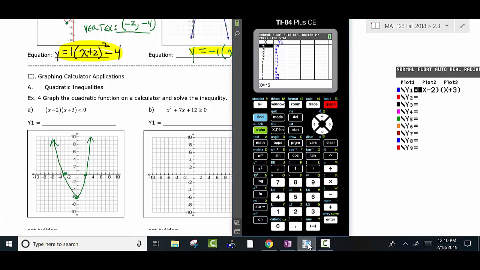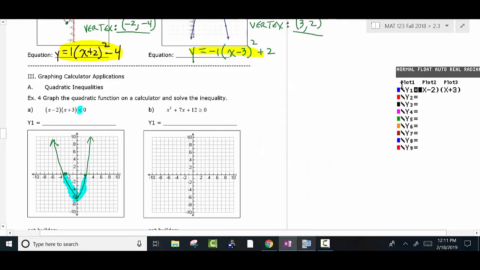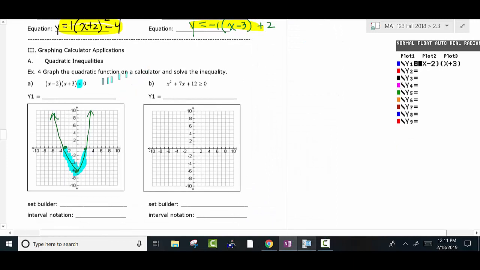Now what we're doing from here is we're doing a less than problem. Less than means you're going to look at all of the values that are below the x-axis. So we're going to just give a solution to this inequality like this then. What we would have is you put in your calculator, like I've already shown you, x minus 2, x plus 3. Now the solution is just all the numbers between negative 3 and 2.